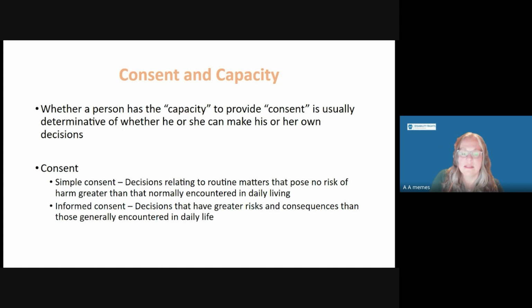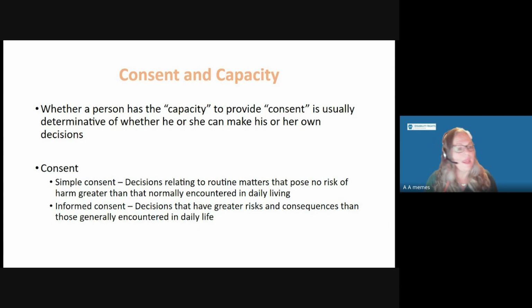Informed consent is different, in that those are for decisions that have greater risks and consequences than those encountered in everyday life. That would be things like, do I want to have elective surgery that a doctor is talking to me about? Do I want to take out a loan to buy a car or a house? Should I quit my job to pursue another job? All of those things would probably fall into the category of informed consent. Those are not the kinds of decisions that people make every day. They require a higher level of consent, a more complex type of consent to make those decisions.